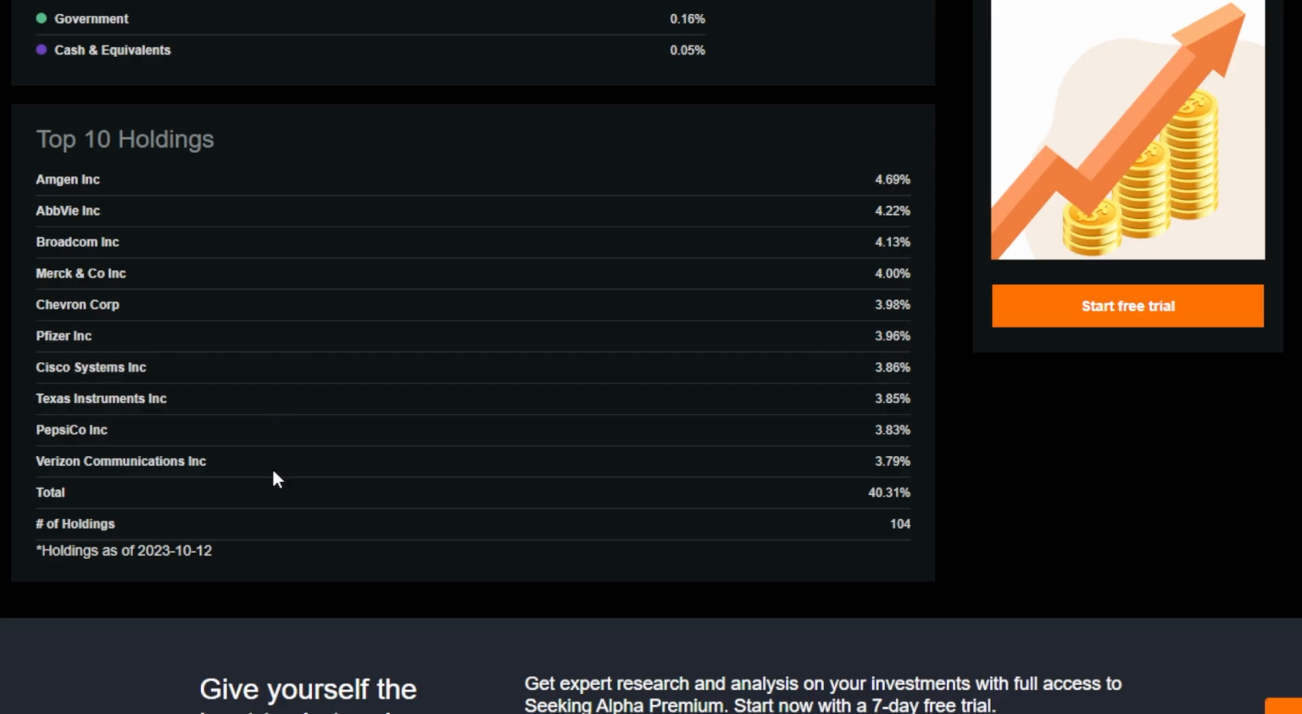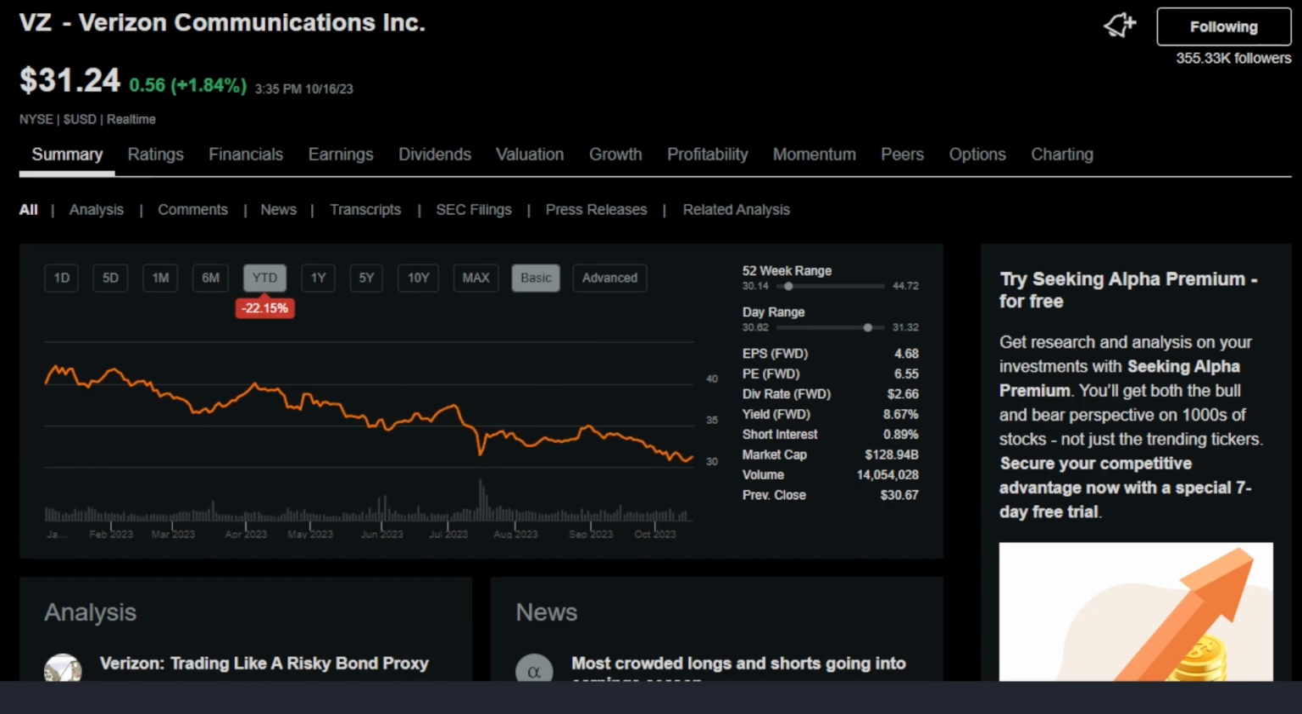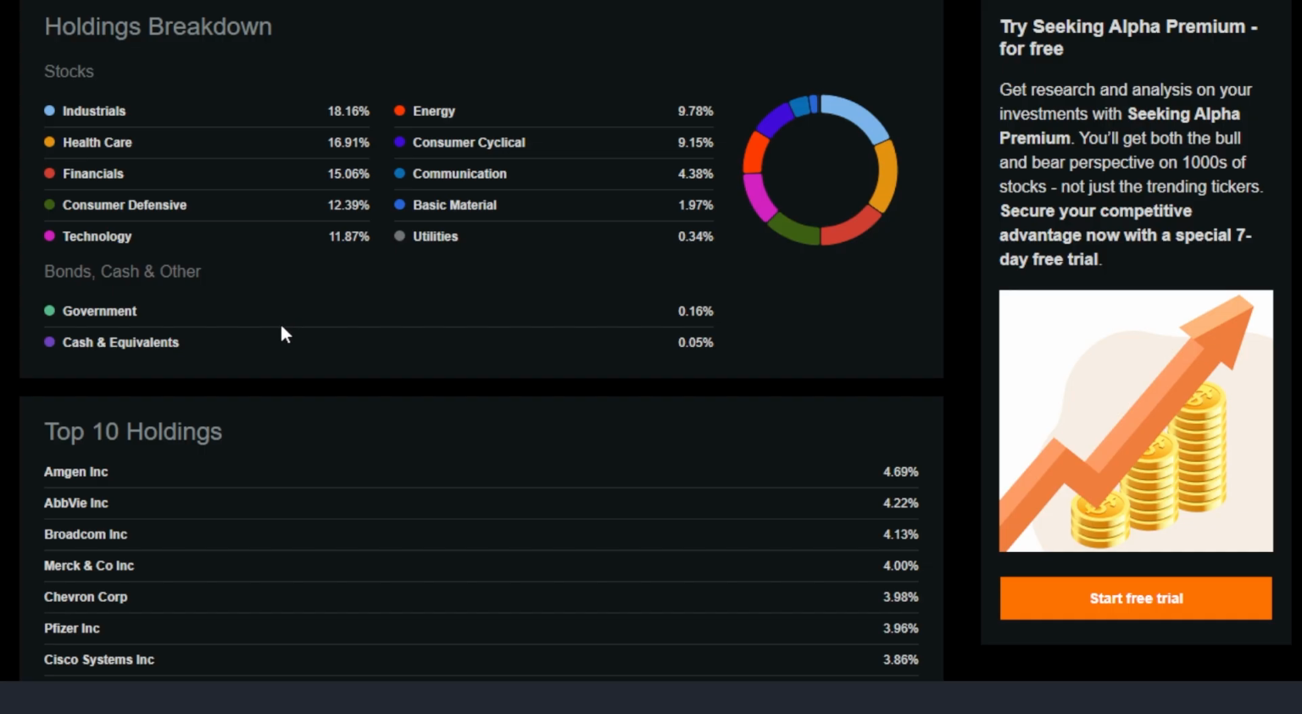And of course, there's definitely things that are weighing down the portfolio. The fact that Verizon, for example, makes up a large portion of the SCHD ETF as of right now and is down around 22% year to date. There's definitely more than one reason on why this ETF is being dragged down currently.